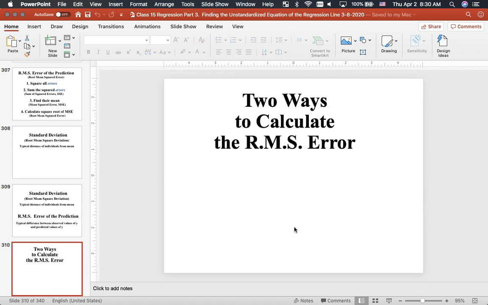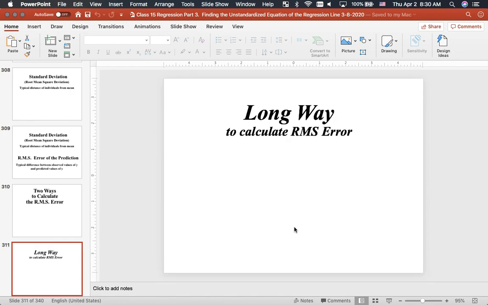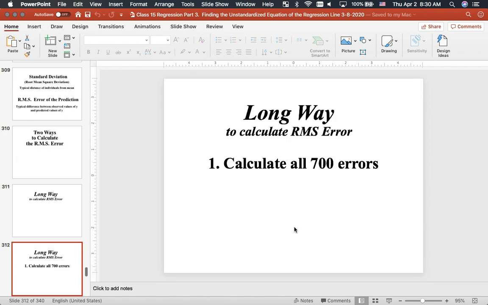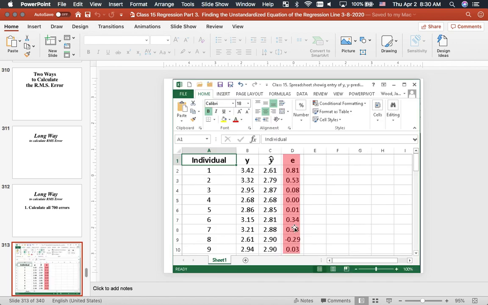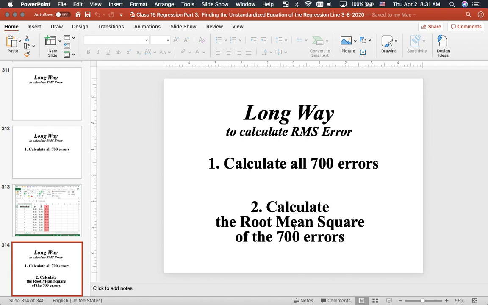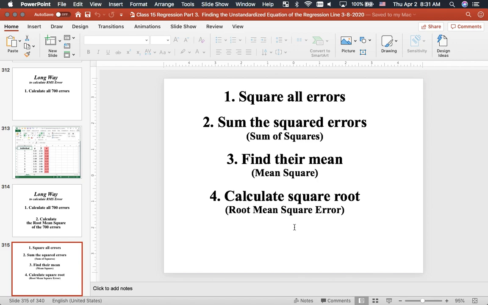So let's look at the two ways to calculate RMS error. The long way: we can calculate all 700 errors, probably using Excel or something like that. Then we can calculate the root mean squared of all those errors by squaring them, taking their mean, and then taking the square root of that. So yeah, square all the errors, sum the squared errors, find their mean, and then calculate the square root. So definitely know what's going on here, just like standard deviation, but we're using errors.